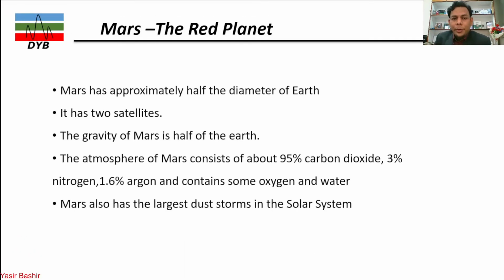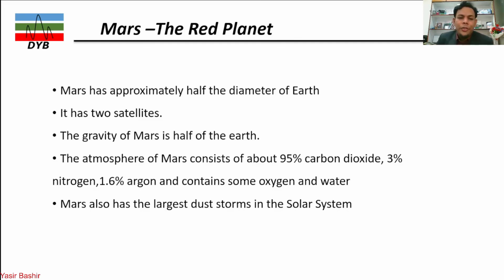Also, Mars has approximately half the diameter of the Earth, and it has two satellites, and the gravity of Mars is half of the Earth's. So it means if you go to the surface of Mars, and you are 60 kg on Earth, then you will be 30 kg on Mars. So that is the effect.